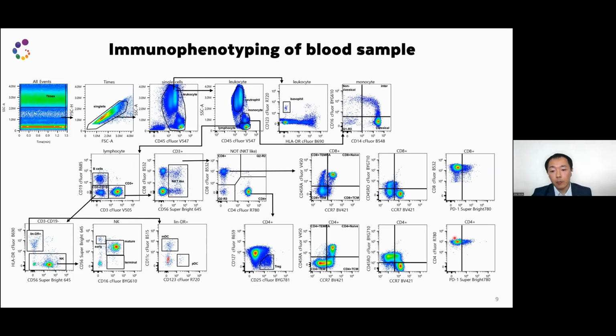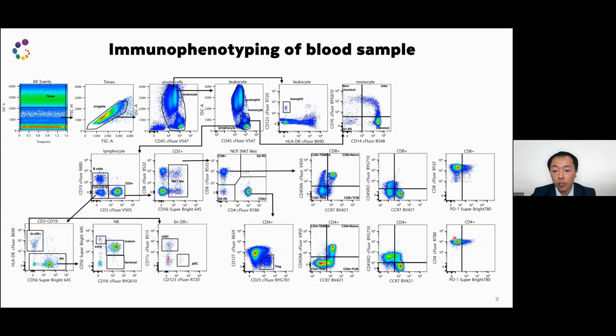Then we tested the panel using whole blood samples. From the time gate, my screen may be stuck. Oh, I will go.